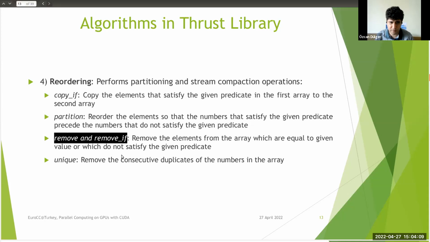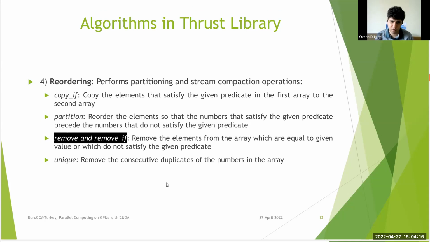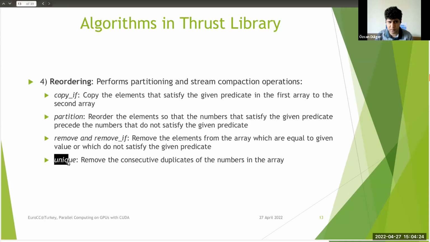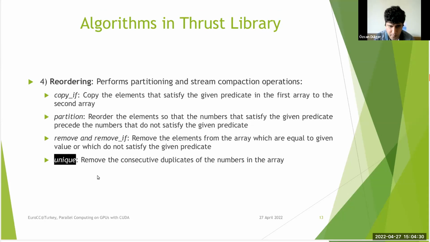Remove and remove_if remove the elements from the array which are equal to the given value or which satisfy the given predicate. And the unique operation removes the consecutive duplicates of the numbers in the array.